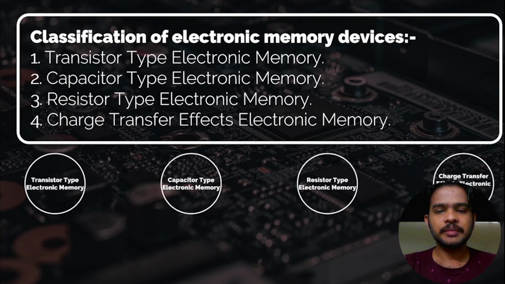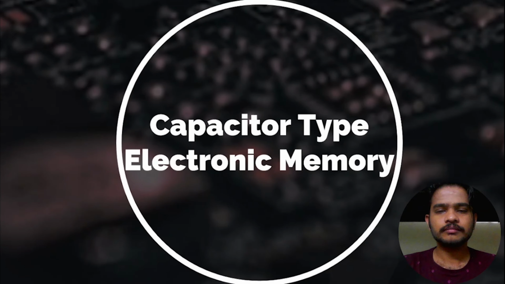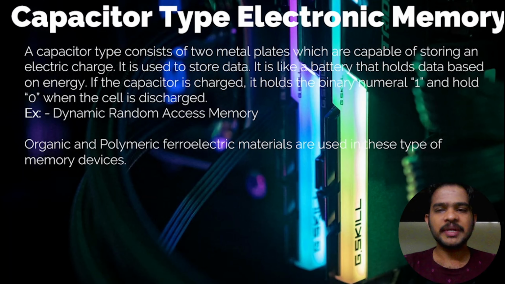Second is capacitor type electronic memory. A capacitor consists of two metal plates which are capable of storing an electric charge. It is used to store data. It is like a battery that holds data based on energy. If the capacitor is charged, it holds the binary numeral 1, and it holds 0 when the cell is discharged. Example: dynamic random access memory. Organic and polymeric ferroelectric materials are used in these types of memory devices.